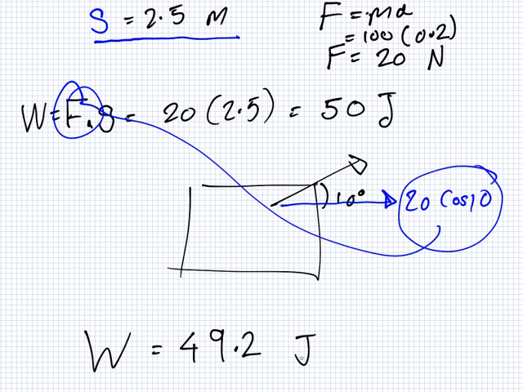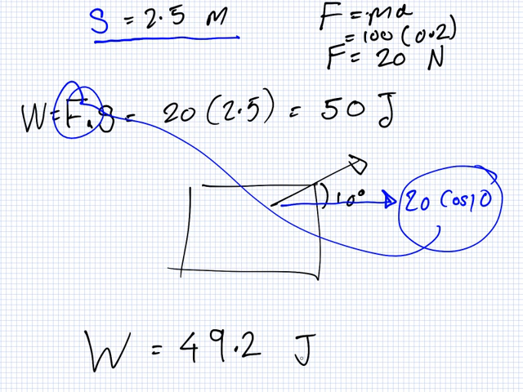Now this is where it gets a little bit complicated. Do you think the woman did more or less work when she's pushing at an angle? Less? It looks like less, doesn't it? I think she did more. Well, from her point of view, what's her force? It's still 20, isn't it? So she's just pushing at an angle. She's still applying the same force, but the work the block does is less.